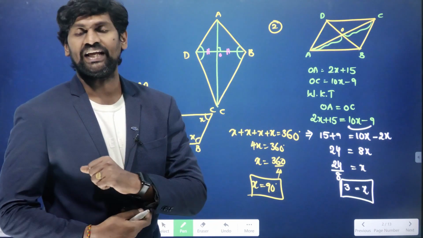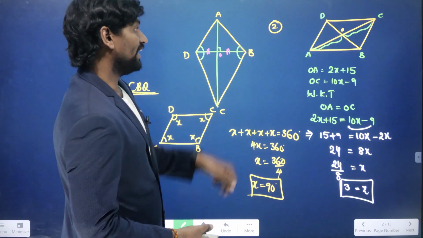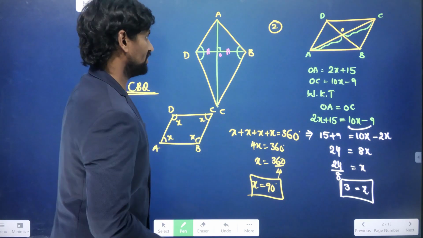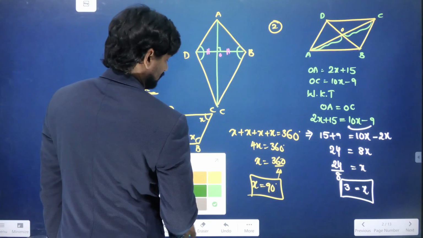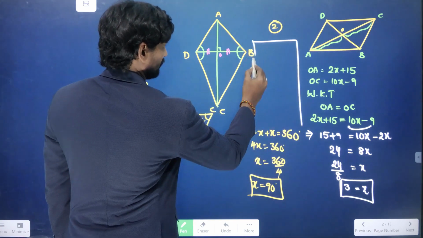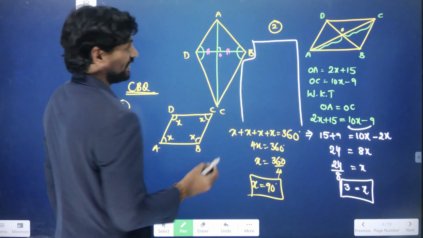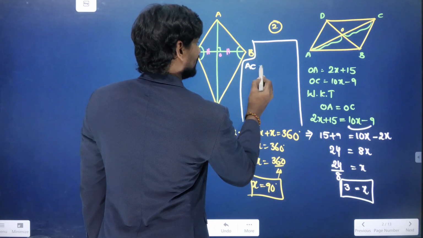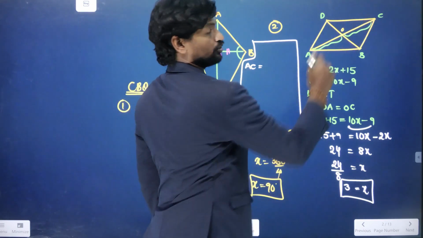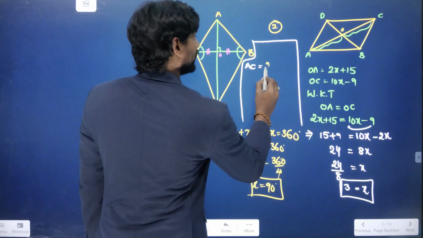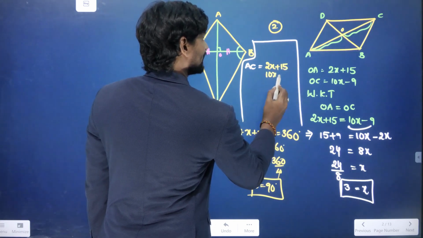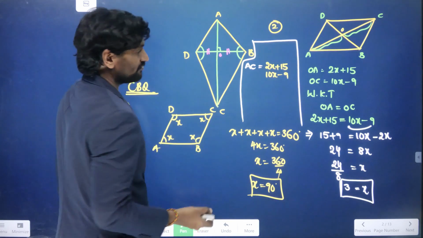So once you find that the x value is 3, we should find the AC distance. AC distance means AO plus OC, the total distance. So we need to find the AC distance. AC is nothing but AO plus OC. AO value is 2x plus 15 and OC value is 10x minus 9. So add both of them.